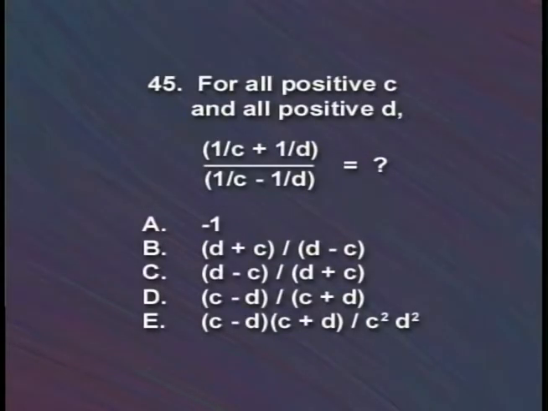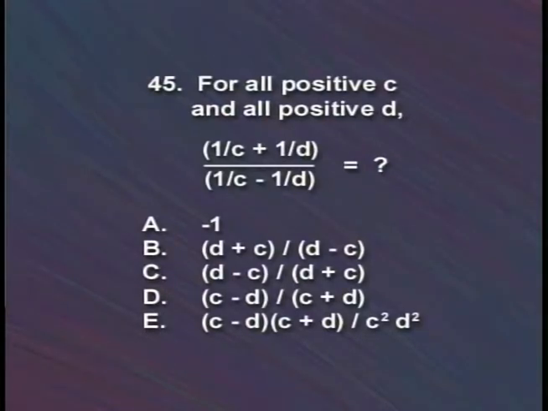Problem 45. For all positive C and all positive D, (1 divided by C plus 1 divided by D), all divided by (1 over C minus 1 over D), equals which of the following?